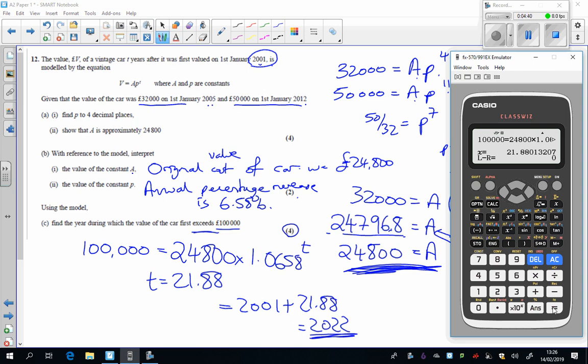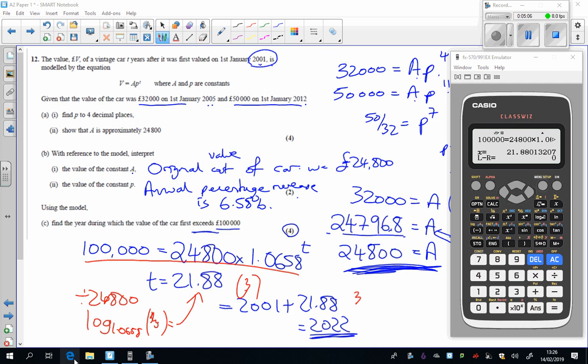If you didn't want to shift solve it, then the maths of this line here would be to divide by the 24,800, and then you'd be doing a log base 1.0658 of whatever that answer was, and that would give you that t value. Either way round would be fine to get the correct solution. So you're getting 3 marks for this line, 3 marks for this line here, and then the 4th mark for the line at the end.